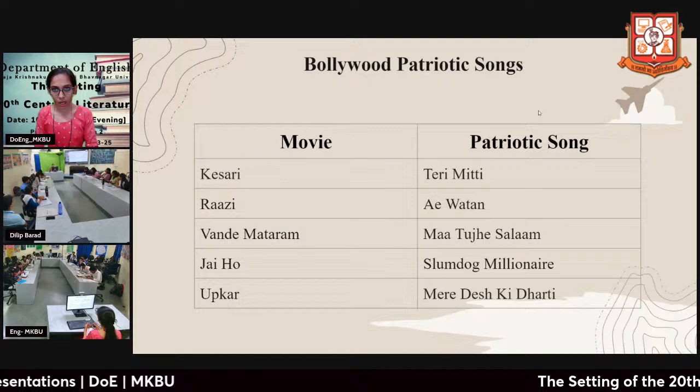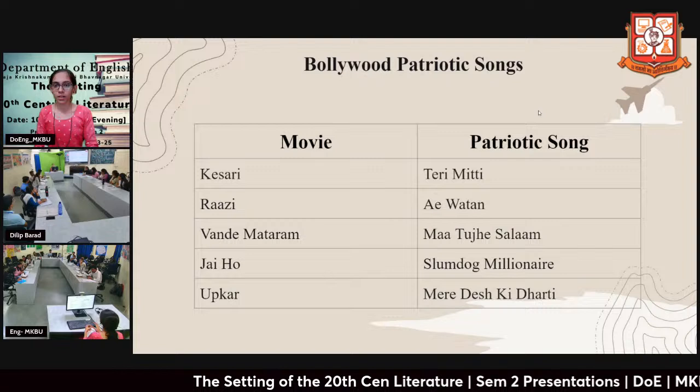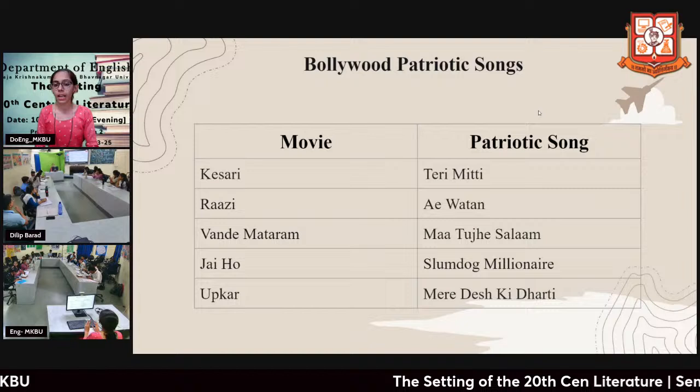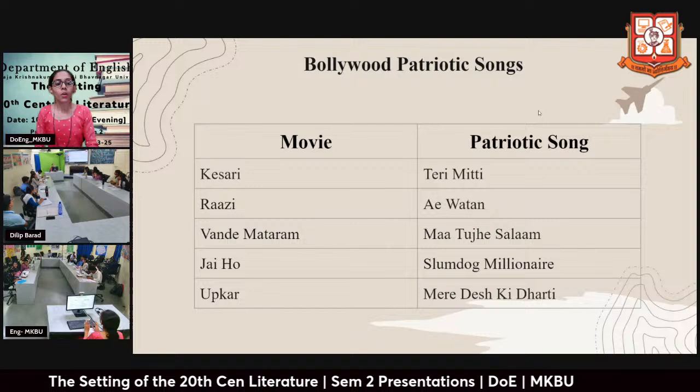There are many Bollywood patriotic songs, but I put in five patriotic songs. Kesari movie, Teri Mitti, Razi, Ae Watan, Vande Mataram, Maa Tujhe Salaam, Jai Ho, Mizriyan, Uri, Mere Desh Ki Dharti.